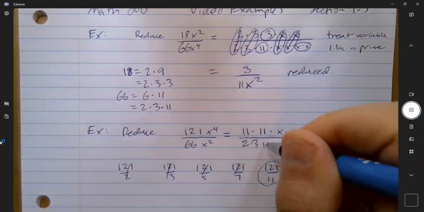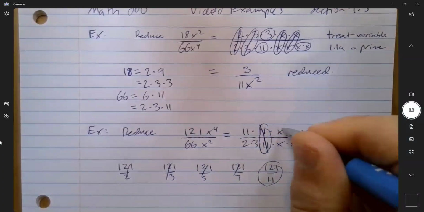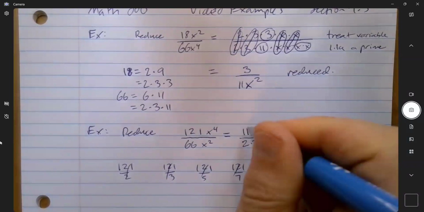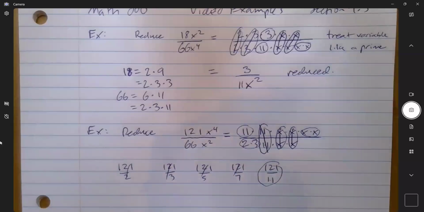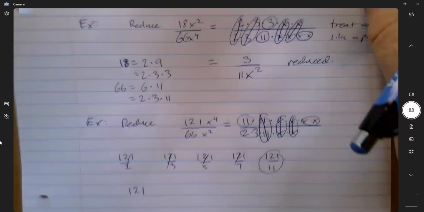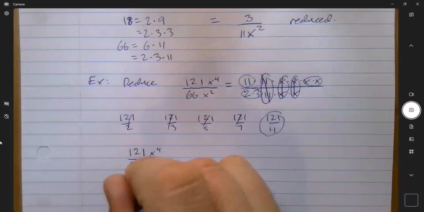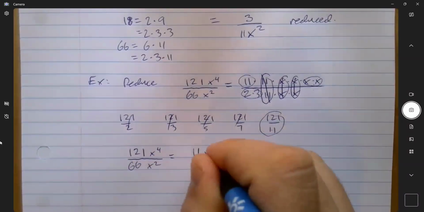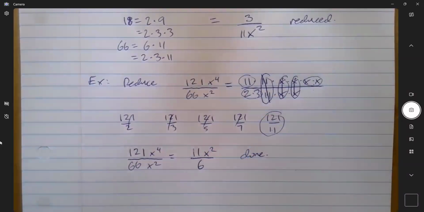And now I look for shared primes. There's an 11 and there's an 11, so I'm going to cancel those. And there's an x and an x, and another x, and I cancel those. And I'm left with 11x squared on the top and 2 times 3 on the bottom. So 121x to the fourth over 66x squared equals 11x squared divided by 2 times 3, which is 6. And I'm done. That's reduced.